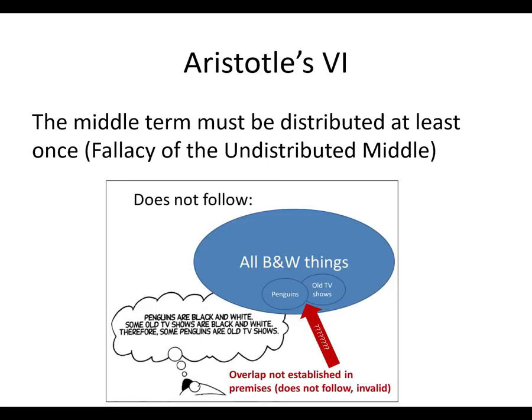We had an example of an undistributed middle with our penguin cartoon. All penguins are black and white. Good. Penguins is now a distributed term because we made a claim to know something about all penguins. Next premise, some old TV shows are black and white. Okay, well, neither of these terms are distributed in this premise. Conclusion, therefore, some penguins are old TV shows. Well, there are a few ways that this is terrible, but one simple way to know this syllogism is invalid is that the middle term, black and white, the one not appearing in the conclusion, is not distributed. No claim to know about the entirety of black and white things has been made.